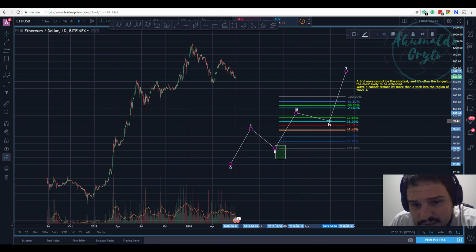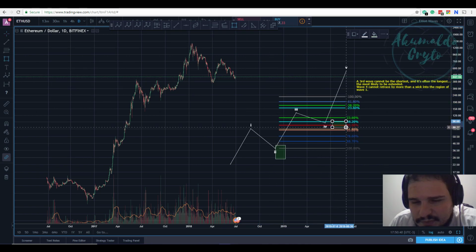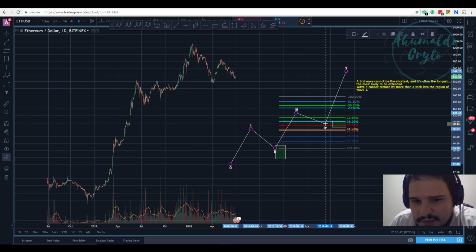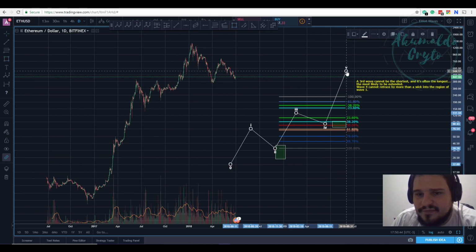Sometimes it takes longer to correct wave 4. But the common place to correct is 38.2% or 50%. This region here. I will mark it here. Then we have our wave 5.